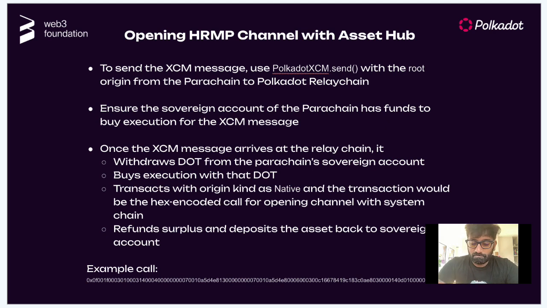On parachains, you have this pallet called Polkadot XCM. It takes care of sending XCM messages on Polkadot. Now the intention here is to not let any random user send this XCM message to establish an HRMP channel. This has to be done through the root origin from the parachain. The root origin is the origin with the highest privilege. You can think of it as a pseudo operation that you're doing from the parachain.